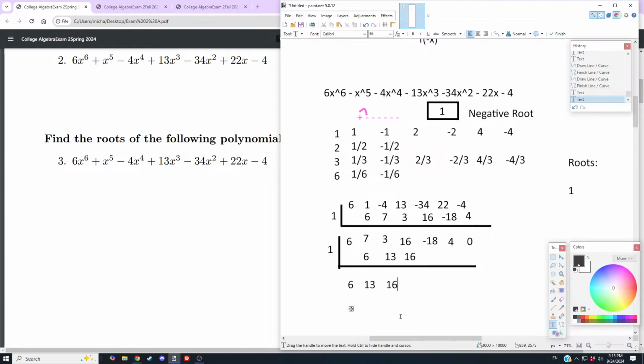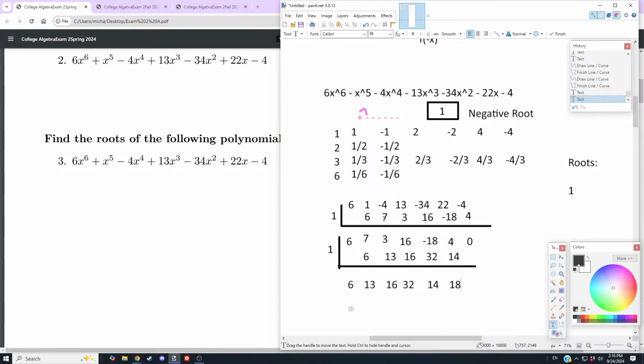16 plus 16 is 32. 32 times 1 is 32. 32 minus 18 is 14. 14 plus 4 is 18. And we have no factor. Our remainder is 18.